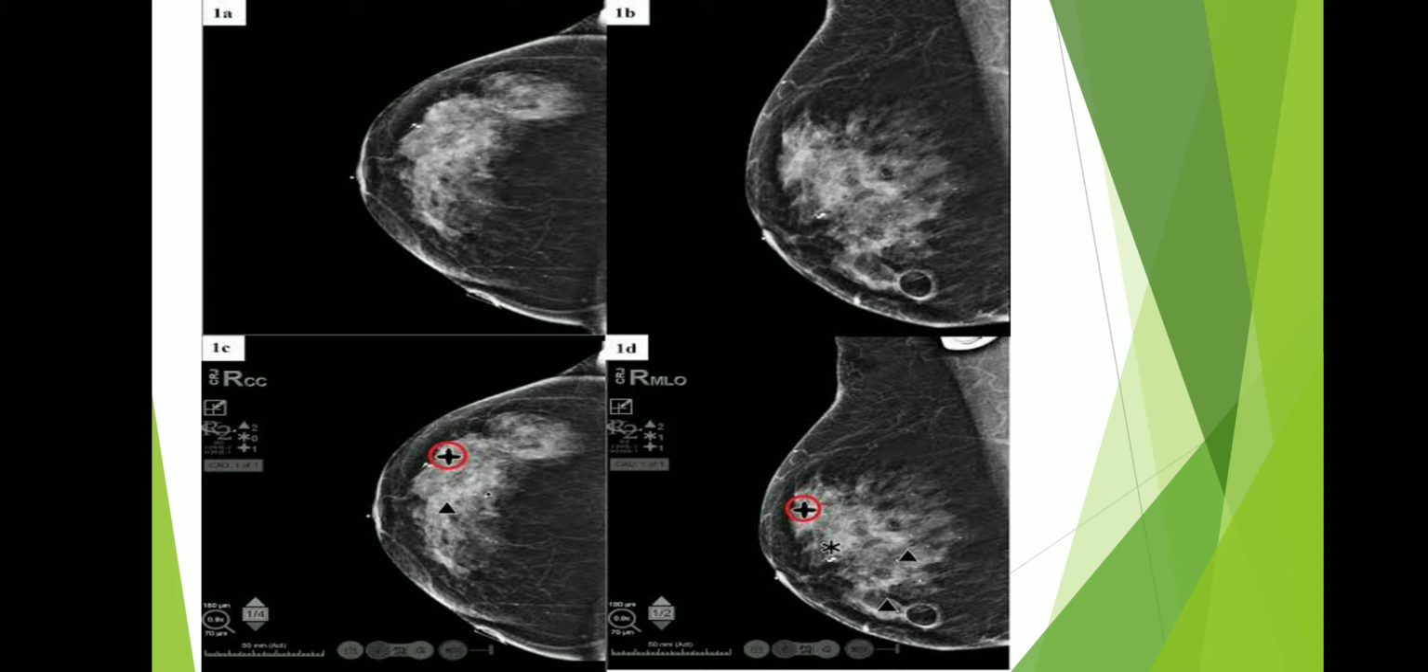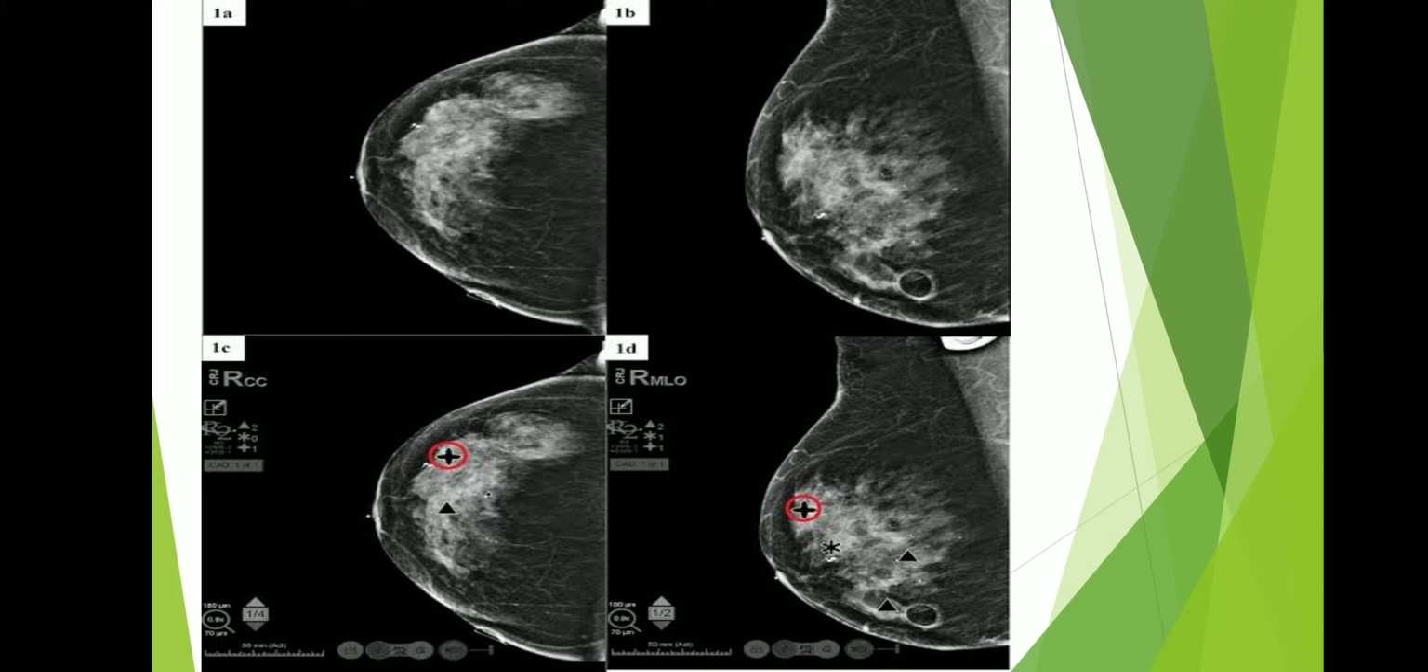Now then again compare 1B and 1D. Here you see, in 1B there is no such mark, it is simply an image. And in 1D you see, like in 1C, a plus sign which is highlighted by a red circle, then there is a star mark below that, then side by side there are two triangle areas. So these symbols actually represent the abnormalities.